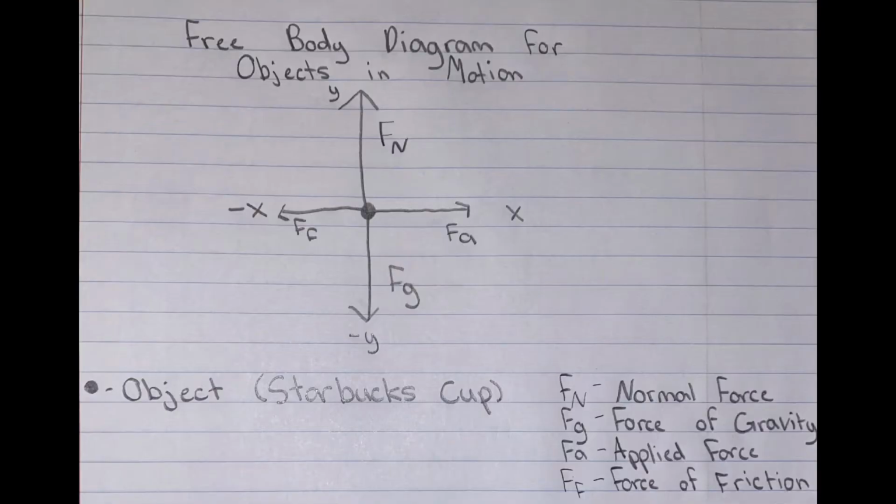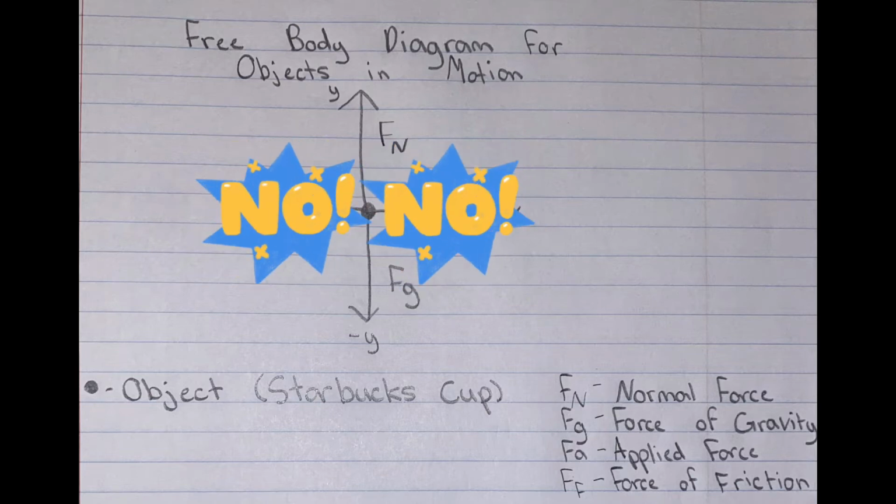Now what you see is a sketch of a very basic free body diagram that I mentioned earlier. There are a few things to notice on this free body diagram. First of all, the title says Free Body Diagram for Objects in Motion. That is important because an object that was stationary would not have a free body diagram that looks like this. The free body diagram for a stationary object would not have the applied force or force of friction vectors because the object is not moving.